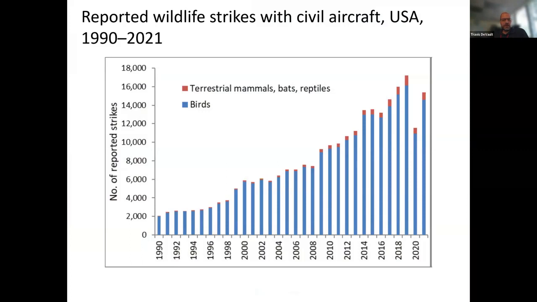But taken together, there are over 15,000 or so strikes to civil aircraft in the United States that are reported to the Federal Aviation Administration each year. And so this happens dozens of times every day. And as you can see, since the records were kept beginning in 1990 up till today, it's been a growing trend. There was a blip during the COVID year, but now we're back over around 16,000 strikes per year.